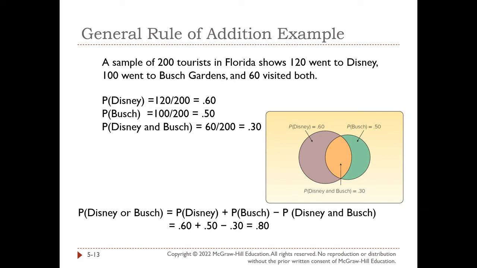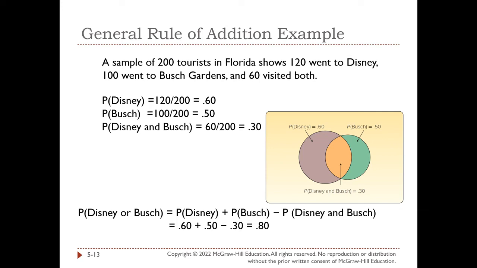So, the probability of going to Disney was 120 divided by 200, which is about 60%, 0.6. The probability of a tourist going to Busch Gardens was 100 divided by 200, which was about 50%. And the probability of a tourist going to both in our sample was 60 over 200, so about 30%.